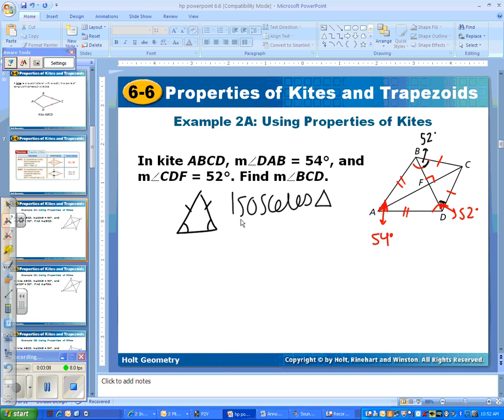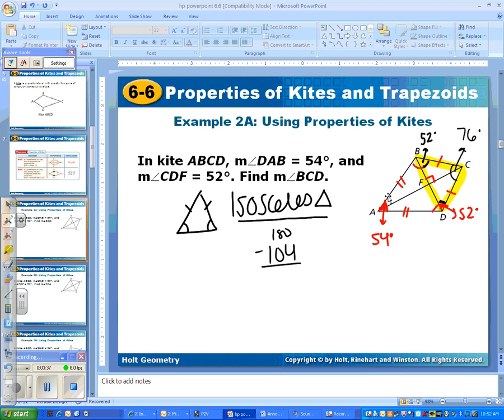I'm going to use isosceles triangles the entire time. If this is 52 degrees and this is 52 degrees, I'm just looking at this one isosceles triangle. Well, you know that there's 180 degrees in all triangles, so 52 plus 52 is 104. And subtract that from 180, you know that this third angle in this isosceles triangle has to be 76 degrees.